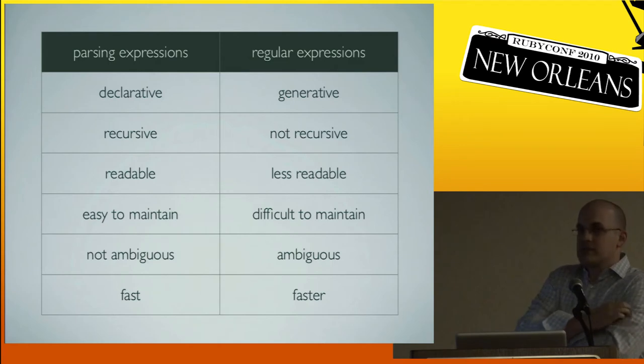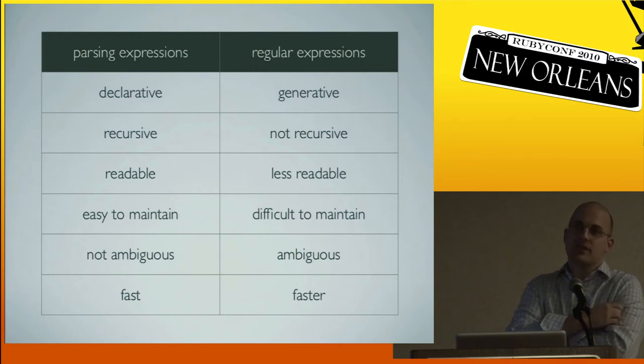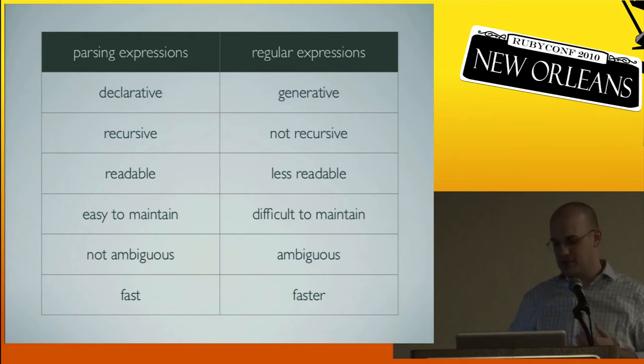Of course, regular expressions are faster. They're implemented in C. But parsing expressions are not slow. They're actually really, really fast. So this isn't going to slow you down, so don't worry about that. I mean, unless you're doing something extreme, and then I don't know why you're doing it in Ruby anyway.